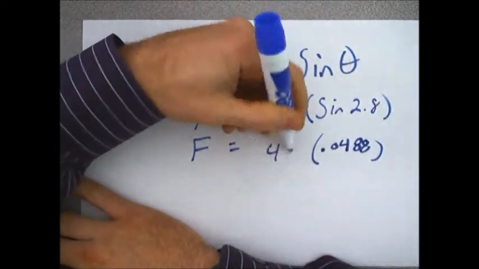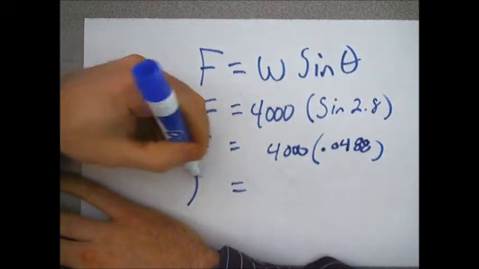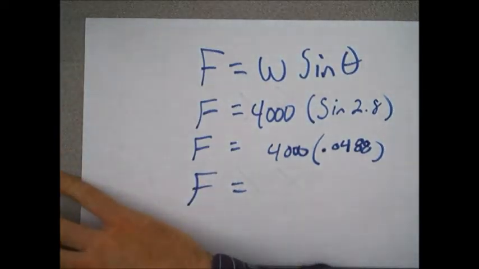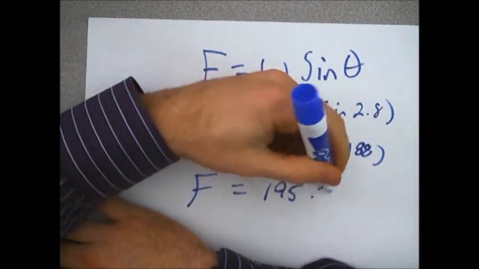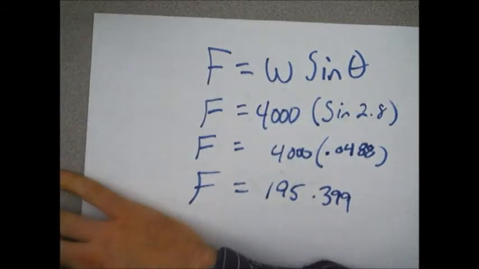0.0488. And then take that times 4,000. 195.399. That's all there is. Make sense? Makes sense. Okay. We're looking at the second, number 20, because I can't count.